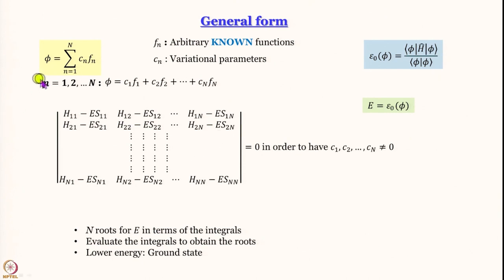It is not necessary that small n will be restricted to 1 and 2, it can go all the way up to any number capital N. So this is what the function will be at that time, capital phi equal to C1 F1 plus C2 F2 and so on and so forth plus C capital N F capital N. In that case, we will just get a bigger, perhaps more intimidating secular determinant, but this is a secular determinant of nth order. If we expand it, of course, it is going to be tedious once again, but if we want to do it, we can. We are going to get n roots for E, and once again the lowest energy should be the ground state energy.